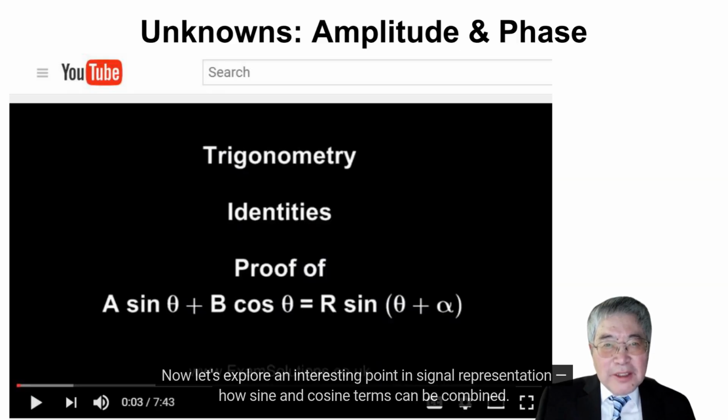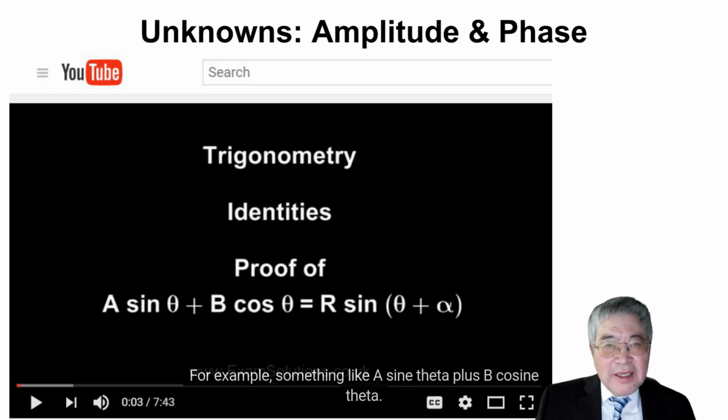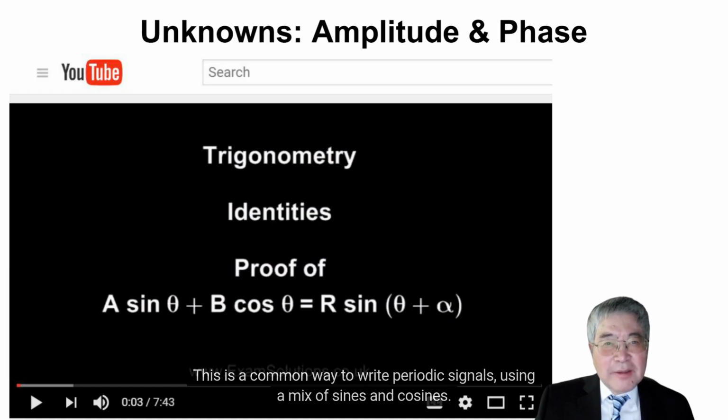Now let's explore an interesting point in signal representation, how sine and cosine terms can be combined. In Fourier analysis, you'll often see expressions involving both sine and cosine terms. For example, something like a sin theta plus b cos theta. This is a common way to write periodic signals using a mix of sines and cosines.